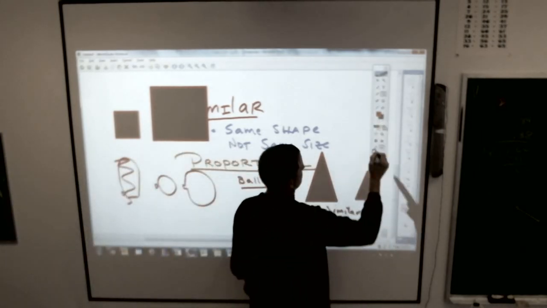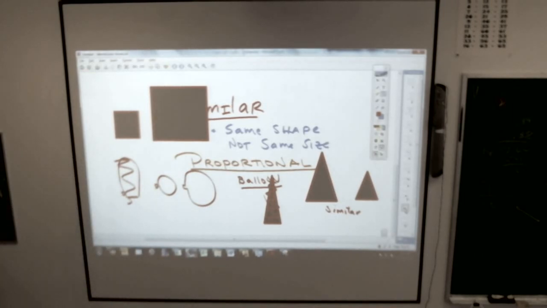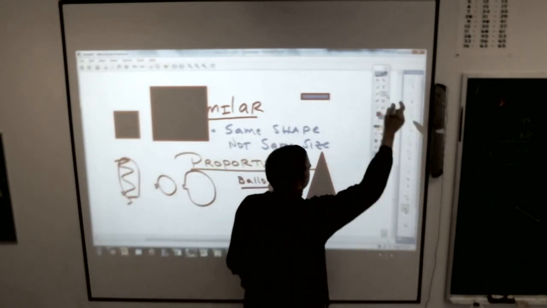Let's go with a different color this time. Another shape that's always going to be similar, Ephraim? A circle. Yep.